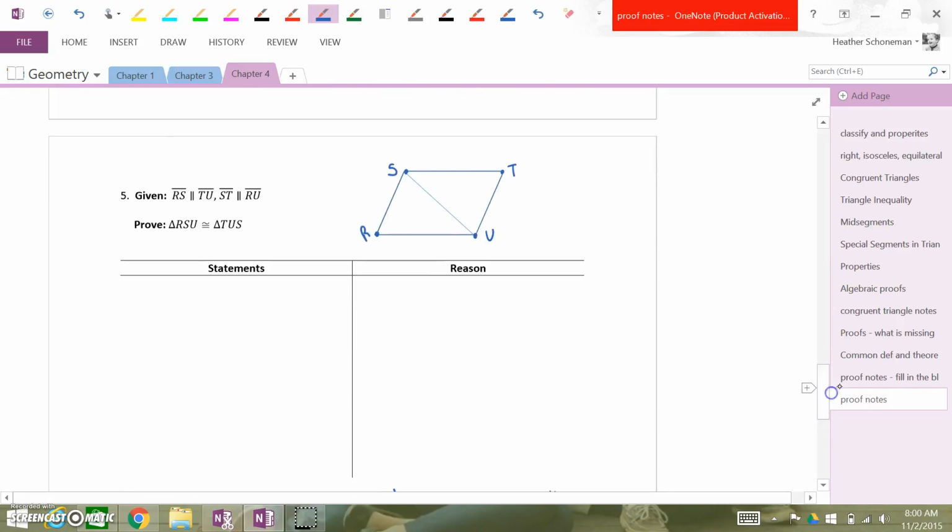Okay. Next one. First, mark on the picture what we know. We know that RS is parallel to TU. We mark that by putting arrows. And we also know the top is parallel to the bottom. Now we have to find our 3 facts. Well, the one that's easy is the side in the middle. Now what's tricky is finding the angles.